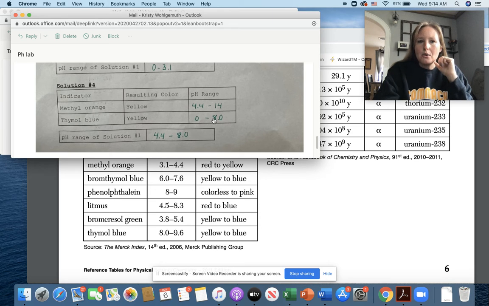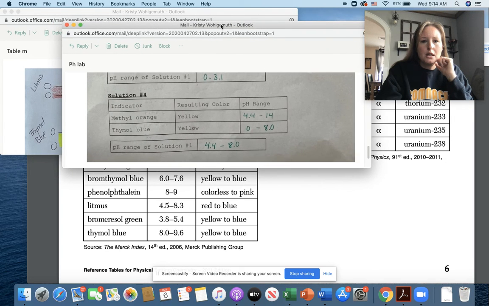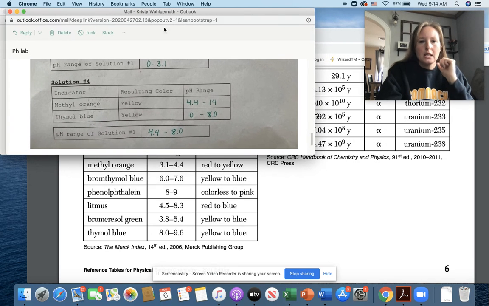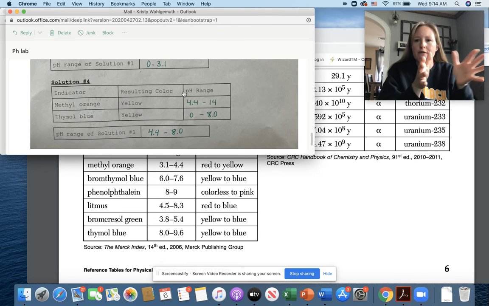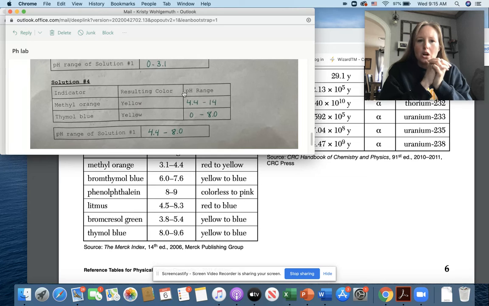So now what has to happen here, and I didn't draw this one out. If you were to draw out the range that methyl orange was yellow, it would be that 4.4 to 14, and then thymol blue has to be yellow from 0 to 8. That overlap in between the 2 is going to occur between 4.4 and 8.0.